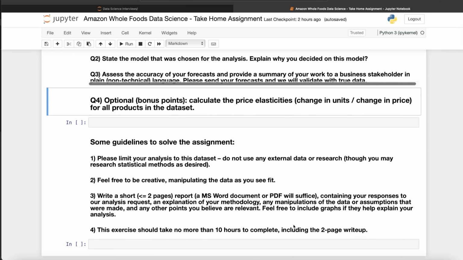And finally it was mentioned that including everything it won't take more than 10 hours to complete. I was given a week to complete this, but it was mentioned that it wouldn't take more than about 10 hours. So I took about 15 to 20 hours to complete it, because anyway I had a week to do this. So yeah, this was the entire take home assignment.